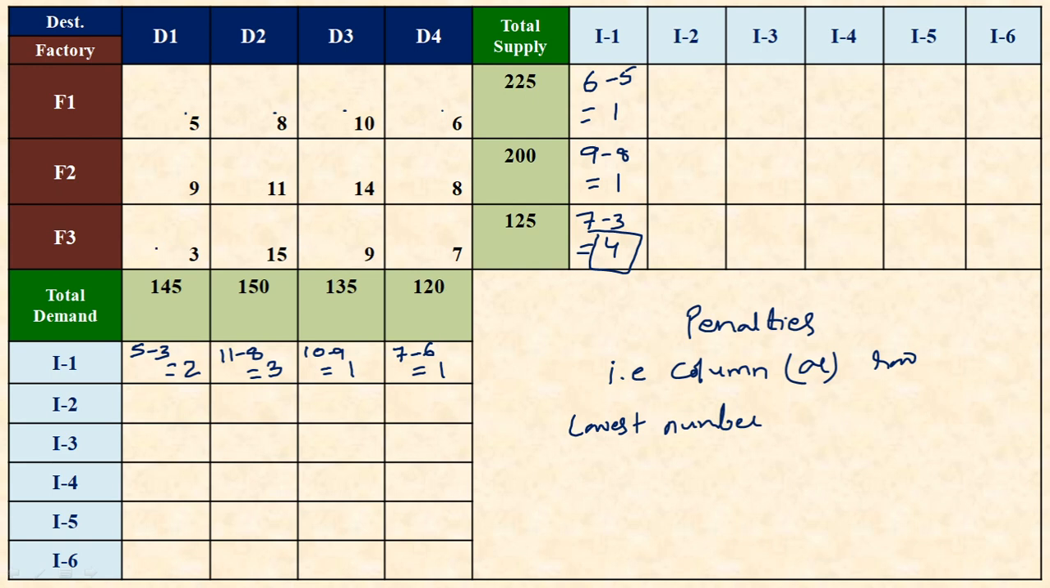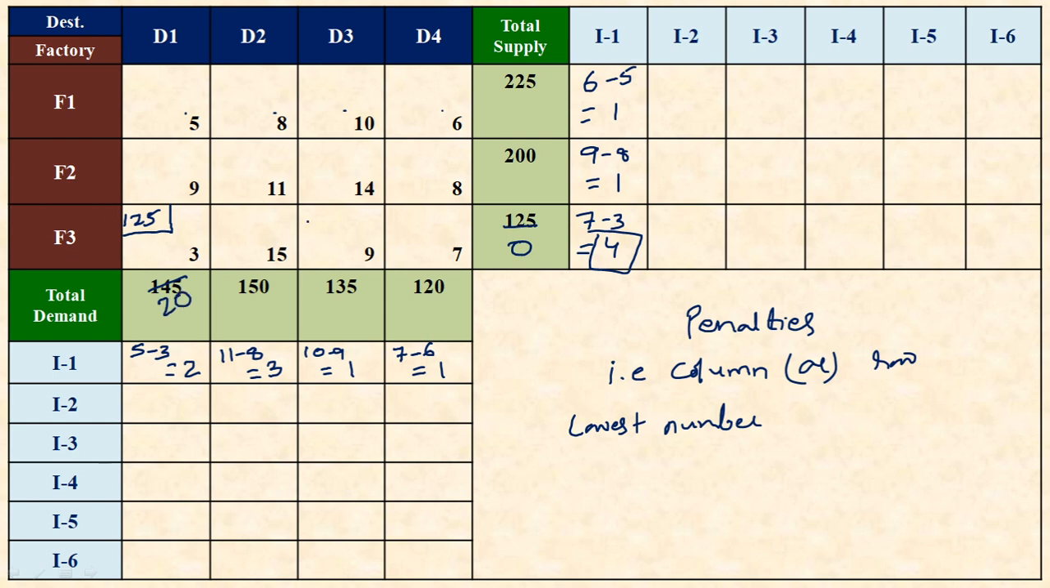Under the F3 row, there are 4 numbers: 3, 15, 9, 7. We start with the lowest one, 3, by drawing a box at the corner of the cell. This is a combination of F3 and D1. F3 has a supply of 125 and D1 has a demand of 145. Out of this we have to take the lowest one, that is 125. So if I supply 125 to D1, 125 will become 0 and 145 will become 20.